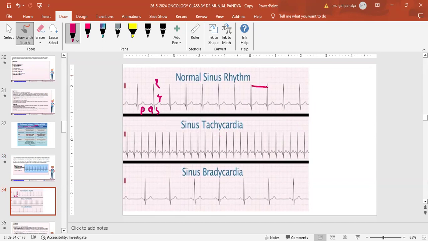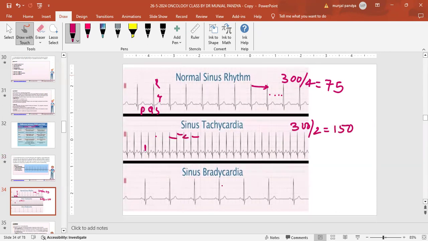Here the normal one has 1, 2, 3, and 4, so 4 major blocks. 300 divided by 4 is 75. Is that correct, Iram? Here it is the same. You can see the P, Q, R, S, T, but here you hardly see 2 blocks. So 300 divided by 2 means it is a heart rate of 150.